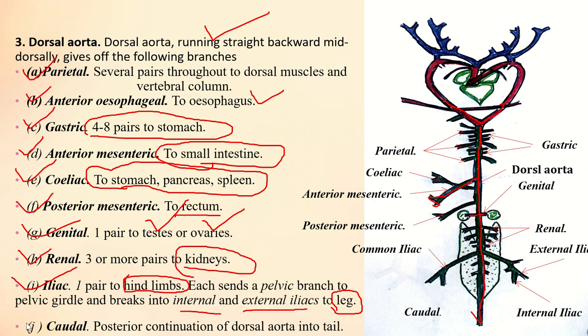And lastly, there is a branch called the caudal. The dorsal aorta goes posteriorly into the tail region, and the caudal supplies blood to the tail region. So these are some of the branches that arise from the dorsal aorta. And this is all about the arterial system of Calotes.